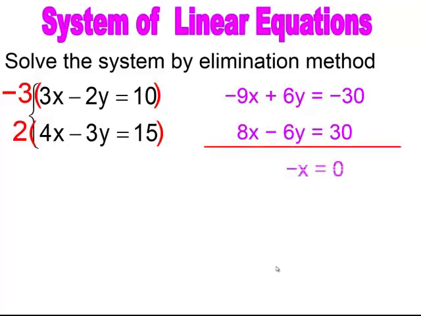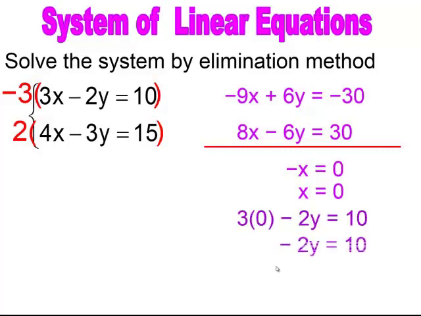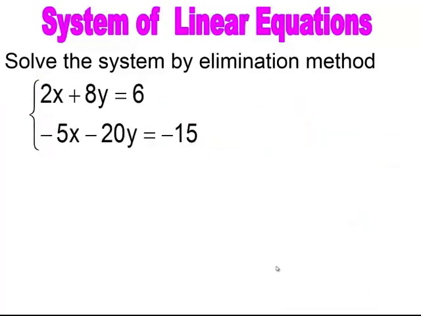Now I'm going to be able to eliminate my y, and I get a negative x equals 0, so my x value equals 0. And then I'm going to take that and substitute it into either one of the equations. I chose the first one, and I'm going to end up having a negative 2y equals 10, so I get y equals a negative 5. Now I'm writing my answer as an ordered pair, so the solution is going to be 0, negative 5. Pause and try.